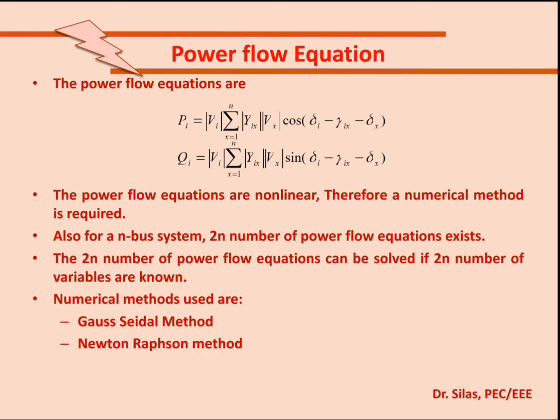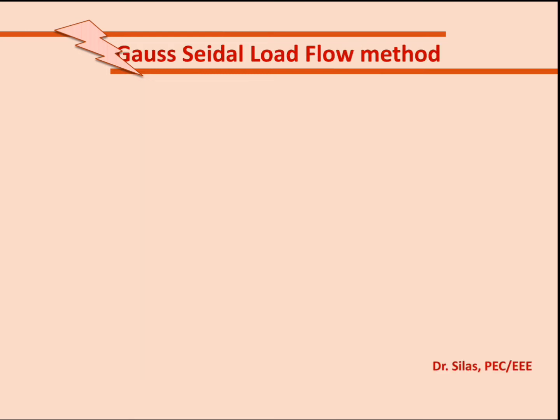Now if you have n number of buses, then there will be 2n number of power flow equations. By using the 2n power flow equations, 2n variables can be determined. So for each bus, the voltage magnitude and the angle can be determined by solving the power flow equations. The numerical methods used for solving the power flow equations are the Gauss-Seidel method, Newton-Raphson method and Fast-Decoupled load flow method. Here we are going to discuss the Gauss-Seidel load flow method by a flowchart.